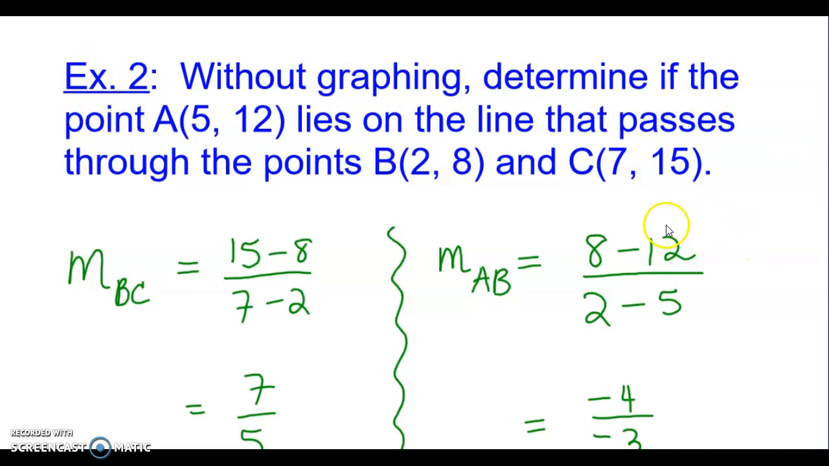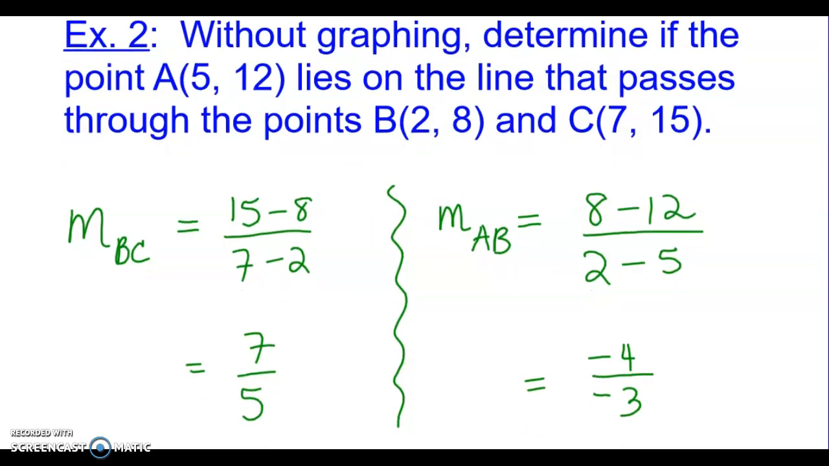Example 2. Without graphing, let's determine if the point A lies on the line that passes through points B and C. Well, I'm going to start by calculating the slope between points B and C, the slope of the line. So using my slope formula, I end up with slope of BC is equal to 7 over 5. Now I'm going to calculate the slope of AB. Remember, if all 3 lie on the same line, then this slope of AB has to equal the slope of AC, which has to equal the slope of BC.